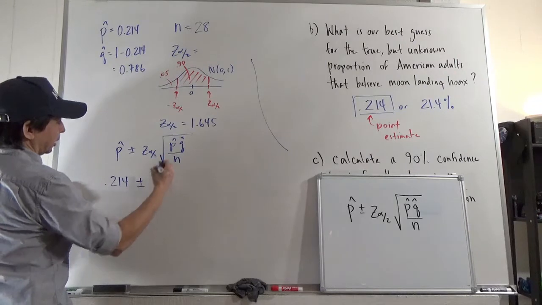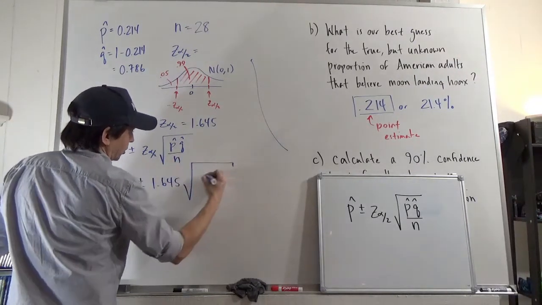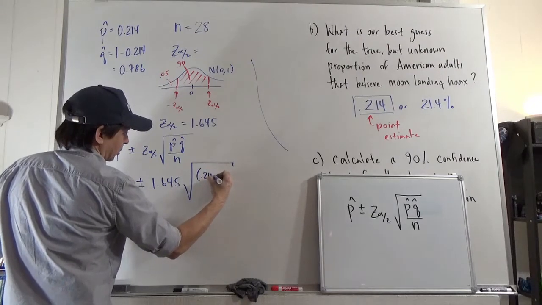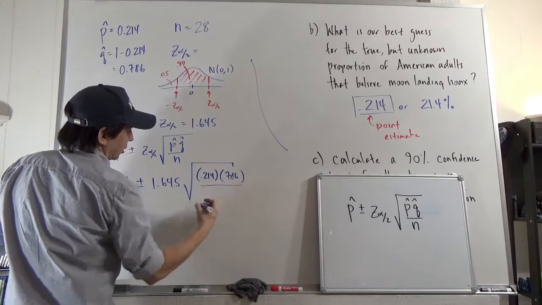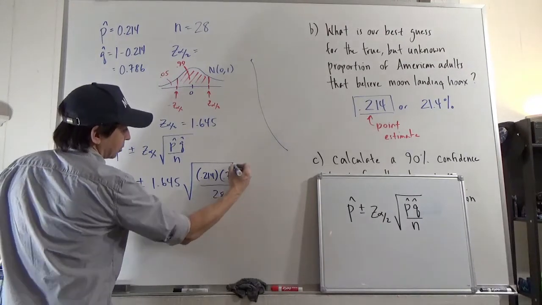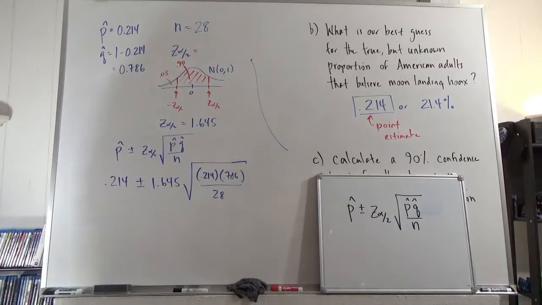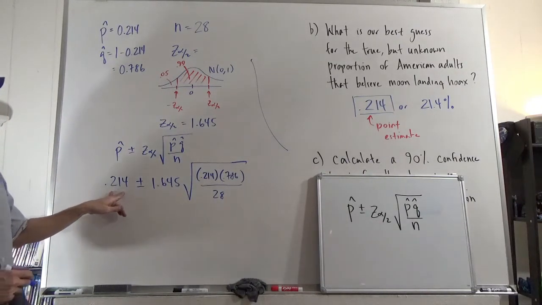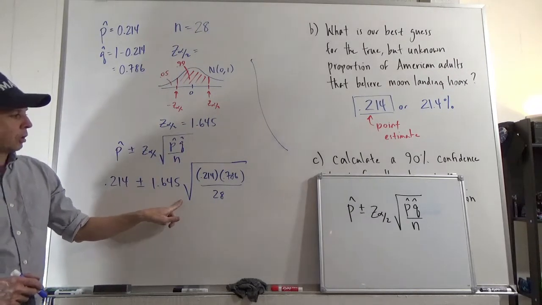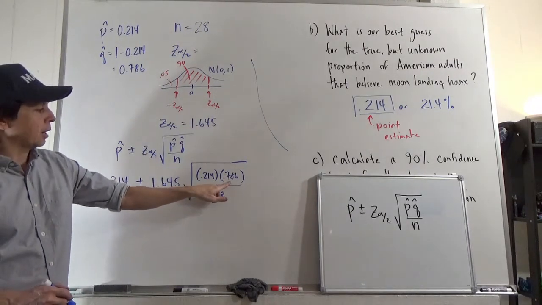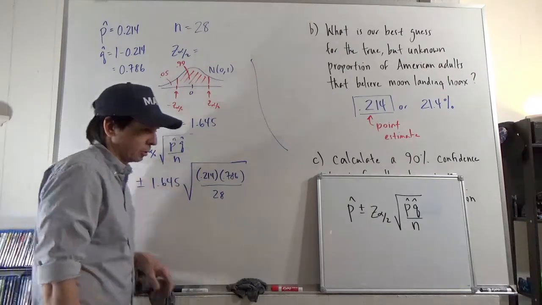0.214 plus or minus 1.645 times the square root of 0.214, 0.786 q hat divided by 28. Just plug in the things that we need, and it does help you to have it organized and ready to go ahead of time. P hat plus or minus the z times the square root of p hat q hat divided by n, all that under the square root, and let's make sure we can compute it.